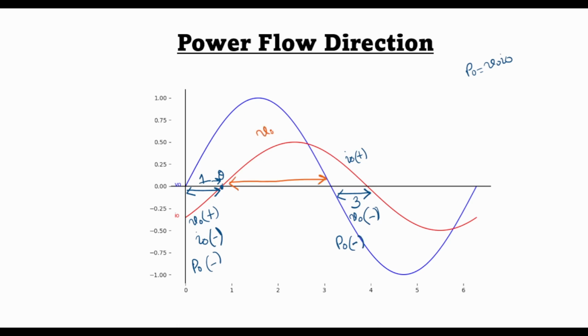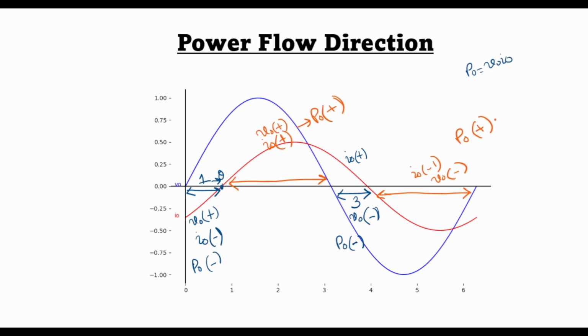In region 2, both V naught and I naught are positive, and hence the power flow is positive. While in region number 4, from here to this point, both I naught and V naught are negative, and hence the power flow again becomes positive.